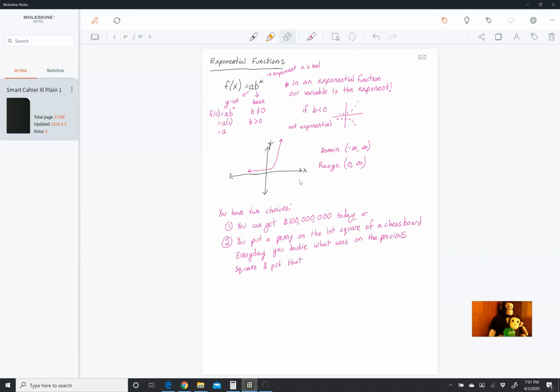Now you don't get to keep everything on the chessboard. You just keep going until the 64th day, right? It's an 8x8 chessboard. You get to keep what's on the 64th square, just what's on the 64th square. So just take a second, even pause the video for a second and think about it and say, which of these choices would you take?